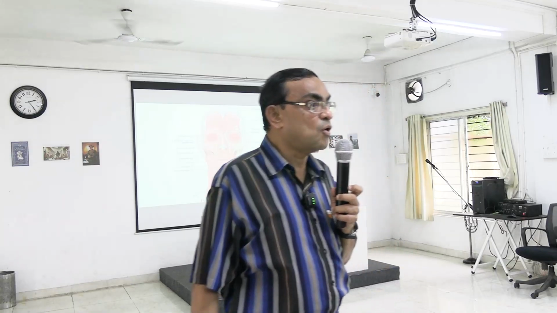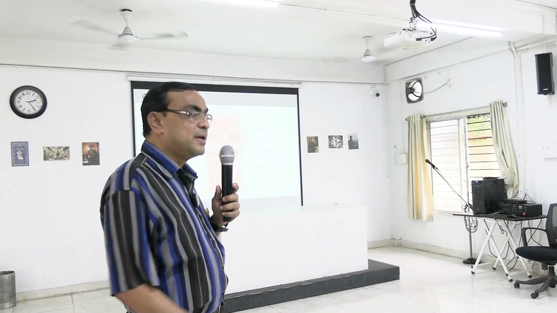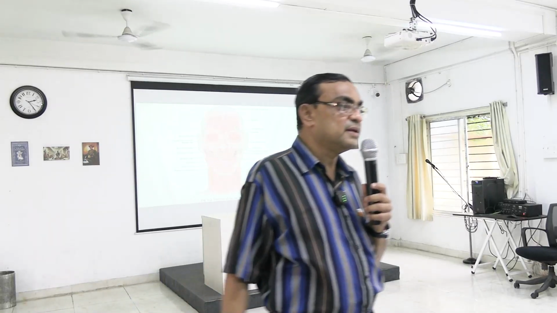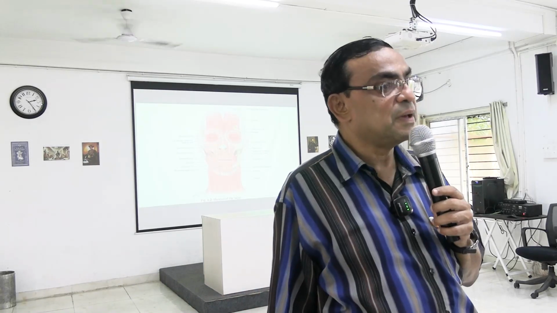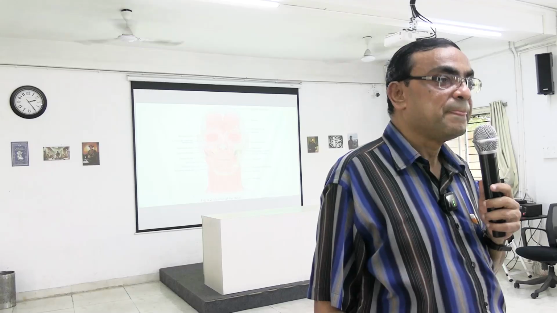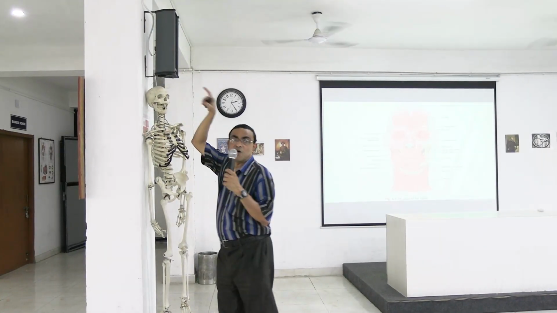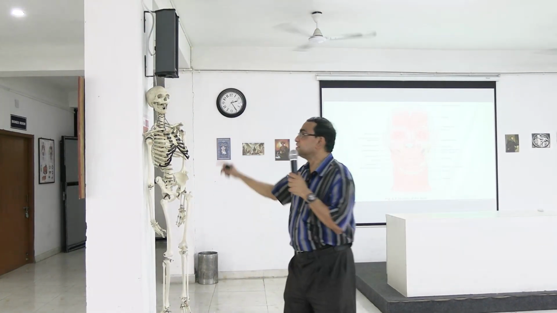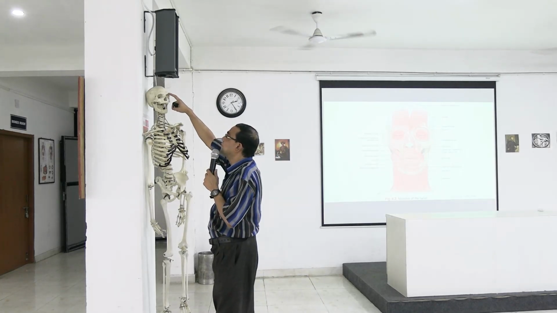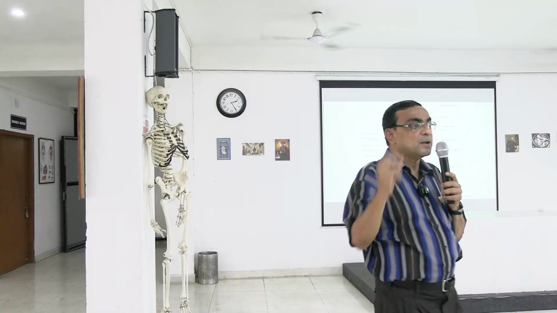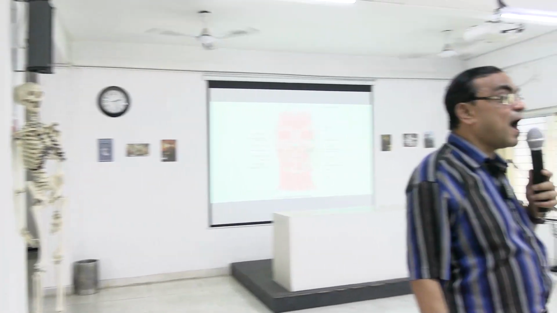This Orbicularis Oculi has again several parts like orbital part, palpebral part, lacrimal part. Okay. Orbital part from the orbit. What is orbit? This is the orbit or the orbital cavity. So the orbital part is attached around the orbit. Palpebral part means around the eyelids.